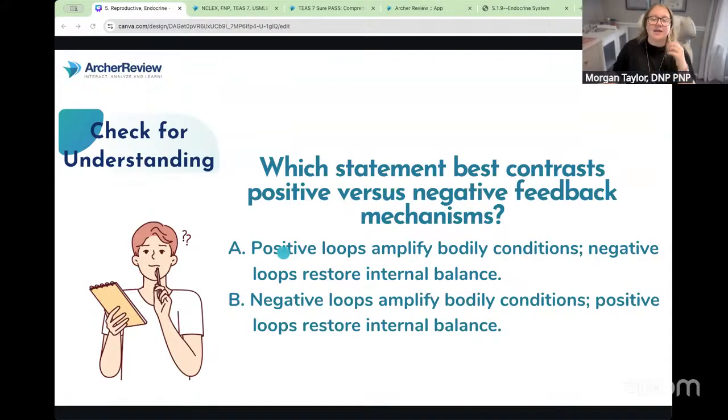Yep. Nice. A. Positive loops, we're amplifying. We're going further and further away from a set point. Negative loops restore that balance. They bring it back in.